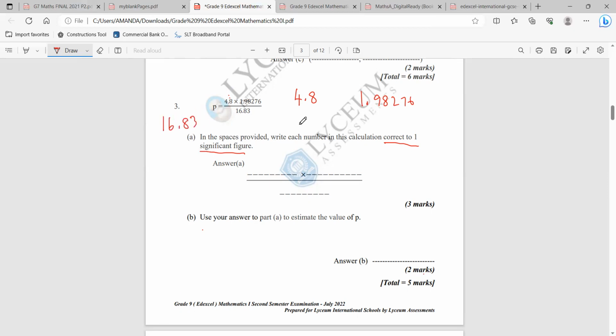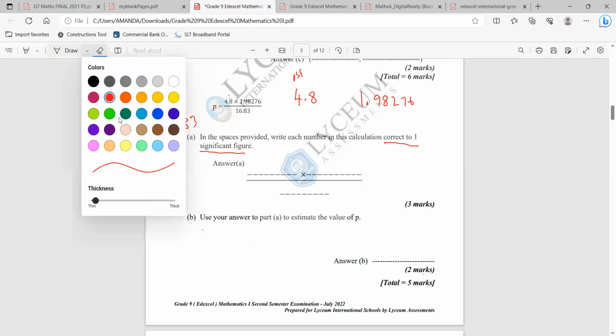Okay, so each of these numbers should be corrected to the first significant figure. If you remember what significant figures are, in 4.8 you have 2 significant figures. The first one is 1 SF. This is the second, 2 SF. So when you correct to the first significant figure, what you need to do is very simple.